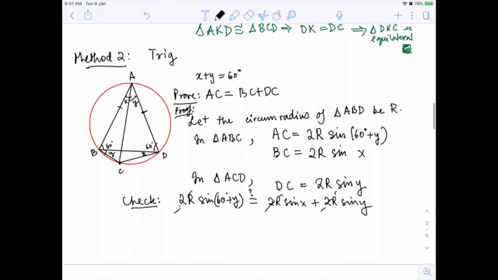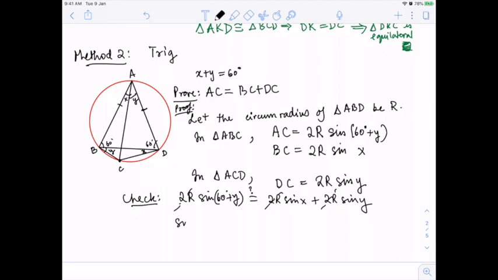You have to just check whether sine x plus sine y is equal to sine 60 plus y. Since there are already two y's in the equation, let's try to eliminate x. Let's use this equation, x plus y is equal to 60, and eliminate x and write sine x as sine 60 minus y. And now we have to check whether this equation is true.